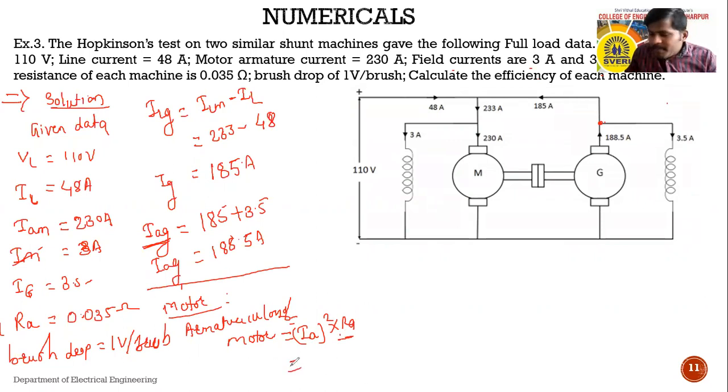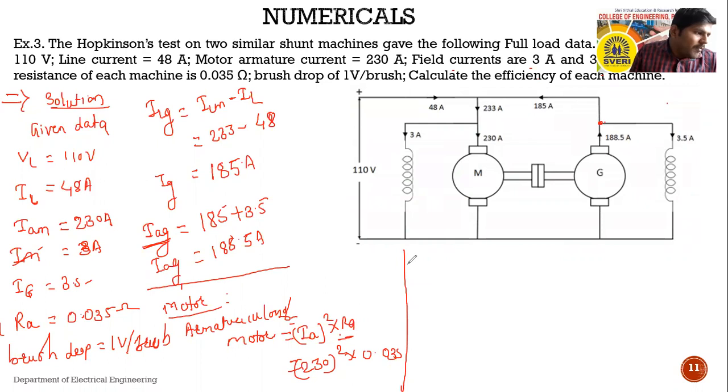Now what is the value of IA? 230. That is the armature current of the motor. 230 square into the armature resistance, that is 0.035. See what value you get. Copper loss of the motor is 1851.5 watt. Okay, now we have calculated the copper loss of the motor.